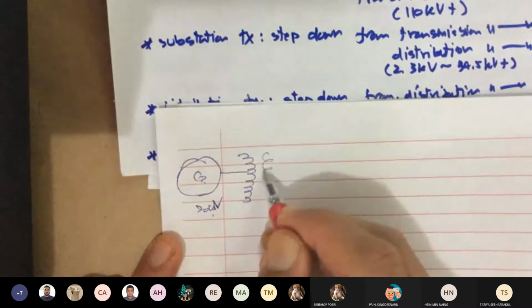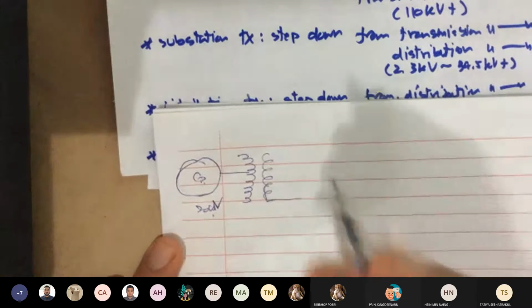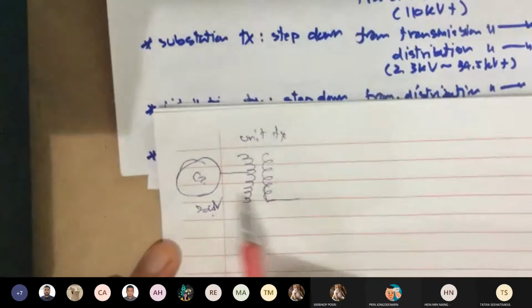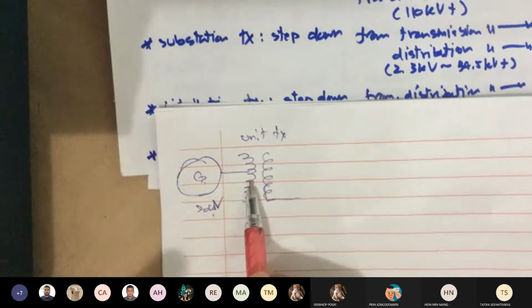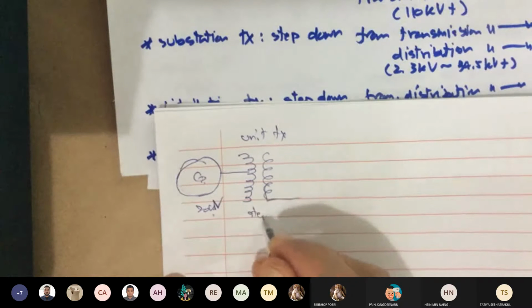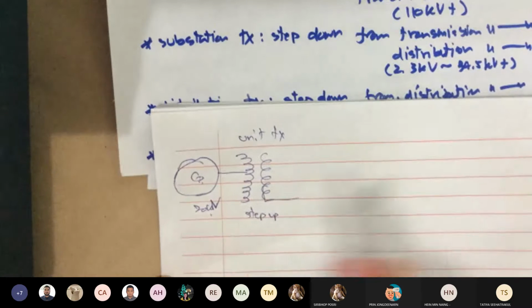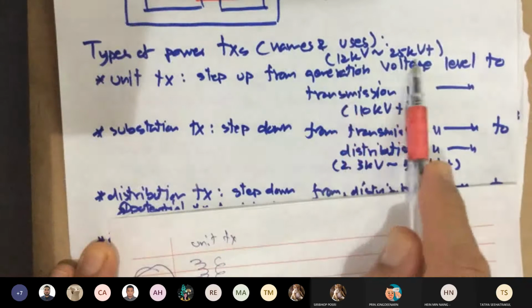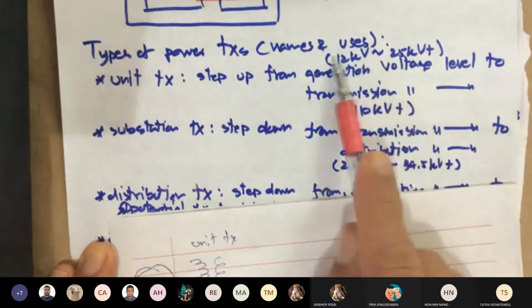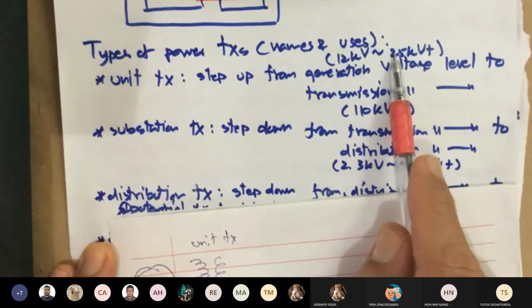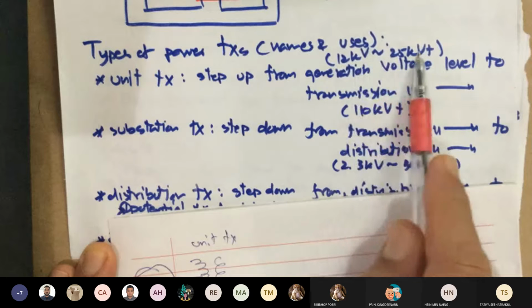You connect to a transformer. This is what we call a unit transformer. Usually they are located next to one another, next to the generator or close by within the same building. This is to step up. Its job is to step up from generation, which is in the range of 12 kV to 25 kV. This number might change a little bit. Usually in that range, in the tens of kV, not high. 34 maybe. That's it.